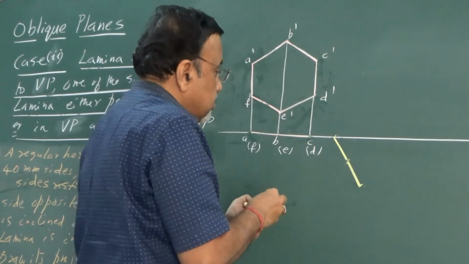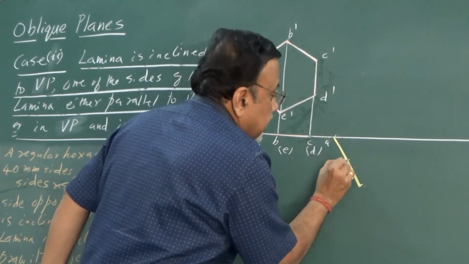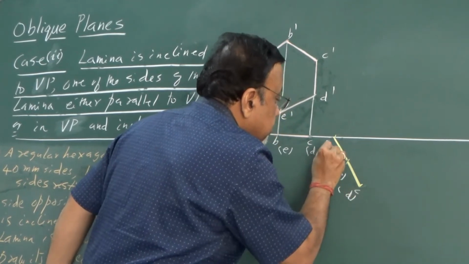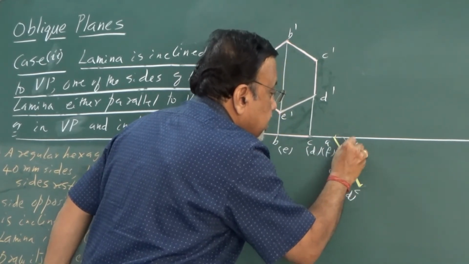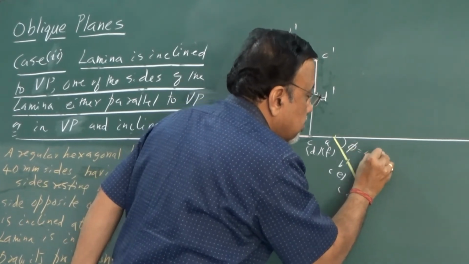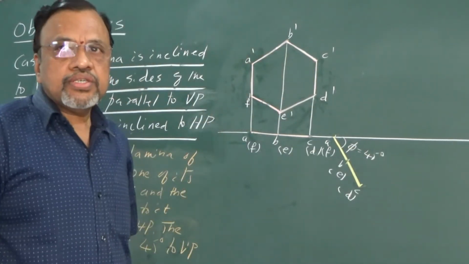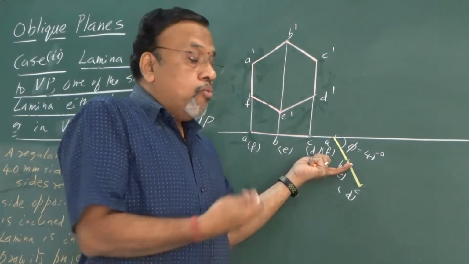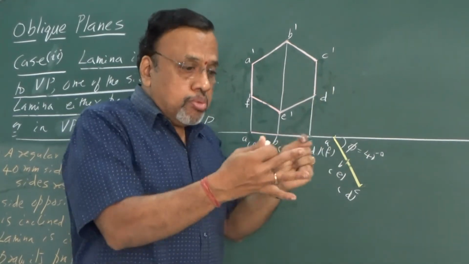Okay, I have just taken A, B, C, F, and this angle is what angle? Phi is equal to 45 degrees. Okay, now you know that since the lamina is inclined to VP, in the front view it should be smaller in size.